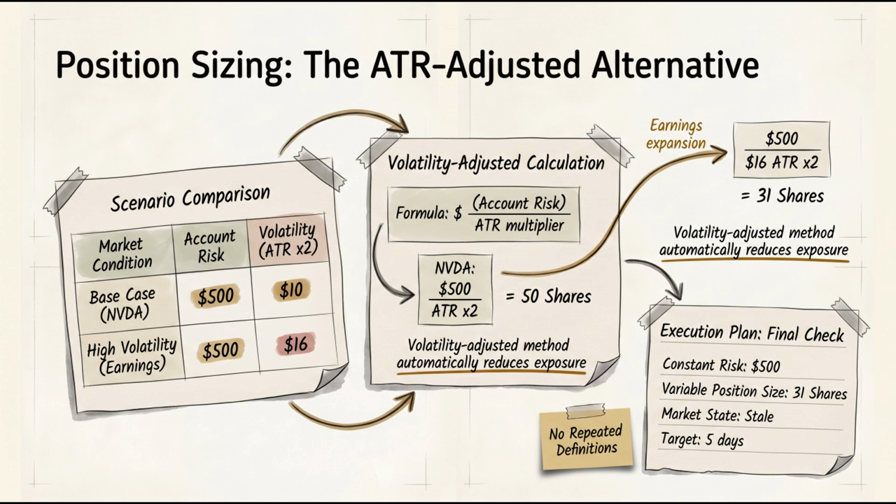By using this ATR-adjusted method, we automatically reduce our exposure when the market gets erratic. We keep our dollar risk at $500, but we shrink our position to match the increased uncertainty. This is how you survive earnings season without having to guess. You let the volatility dictate your size.